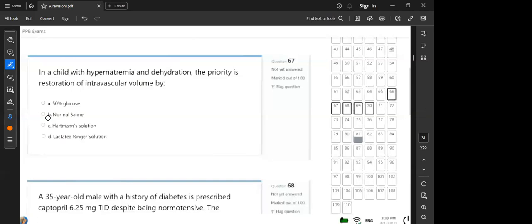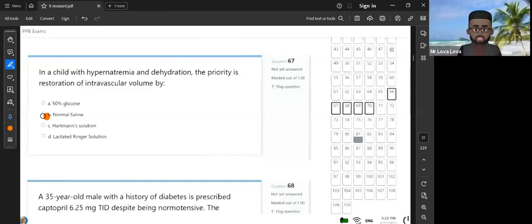Hartmann is also called Ringer's lactate. So by elimination, the answer is normal saline, because this child has hypernatremia. But both of them have sodium, and the sodium in Hartmann is a lot. Okay, looking at ChatGPT, they say the answer should be A, because all the other options, B, C, and D, are actually suitable. The only answer that is not suitable. So Patrick might be right in as much as he's wrong. Wow, bro.